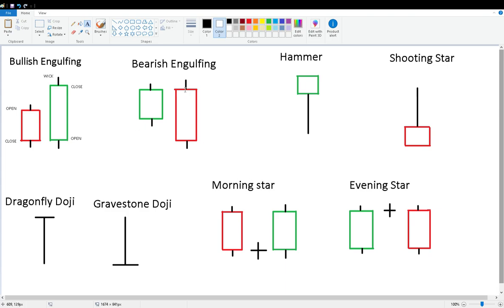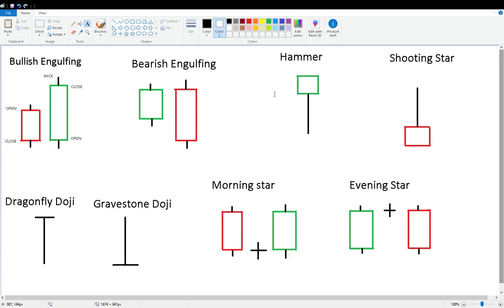Something that you want to keep in mind, like I said in my previous video, is that you never want to use just one indicator, and that applies here too. You never just want to use one set of candlestick patterns. You typically want to look at the previous candlesticks to give you a better feel and a better understanding of where the market might actually be headed.